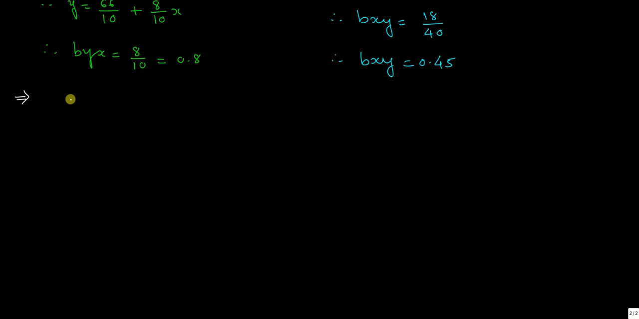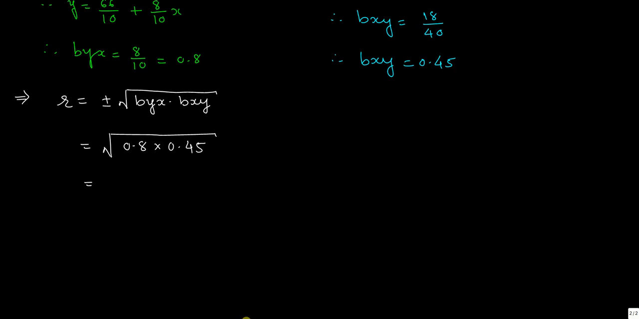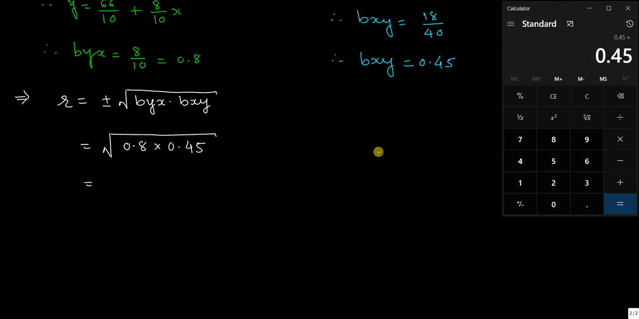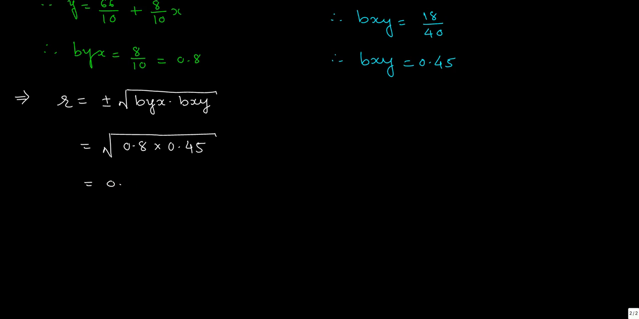Now find out r. r is equal to plus or minus under root of byx into bxy. Which sign do we have to apply? Both are positive, so we apply positive: 0.8 into 0.45. Multiplying both, we get 0.36, and under root is 0.6. So r equal to 0.6 is our answer.